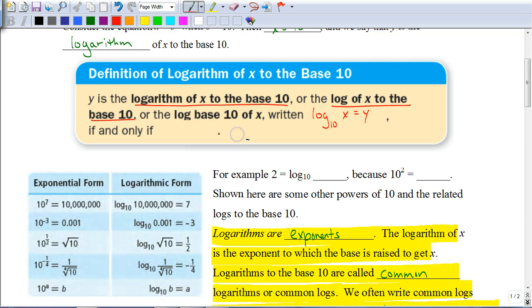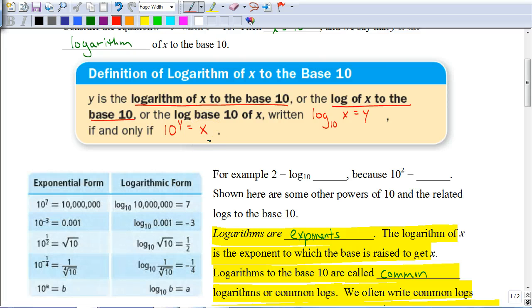Now, we can write this in exponential form, where your base is 10. Remember, your exponents are always what the logarithm equals. That's what logarithms are: logarithms are exponents. So y, what the log base 10 of x equals, is your exponent. So 10 to the y power equals x.